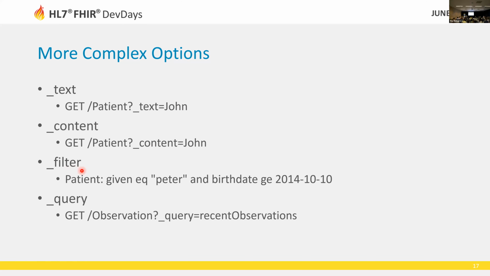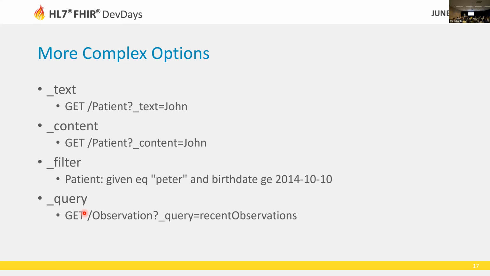And then we have _filter. Filter is used for more complex searching, right? There are some areas where you cannot do normal searching through URLs. In that case, you can use filter, and this is the syntax of filter, just an example: return me the patients whose name equals Peter and birth date is greater than this date.